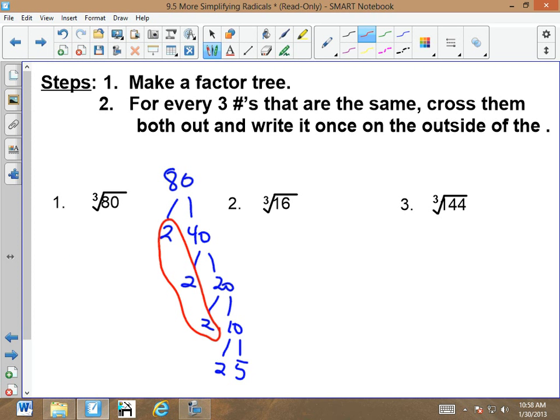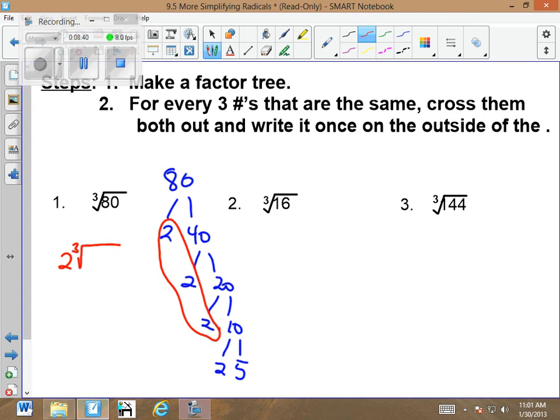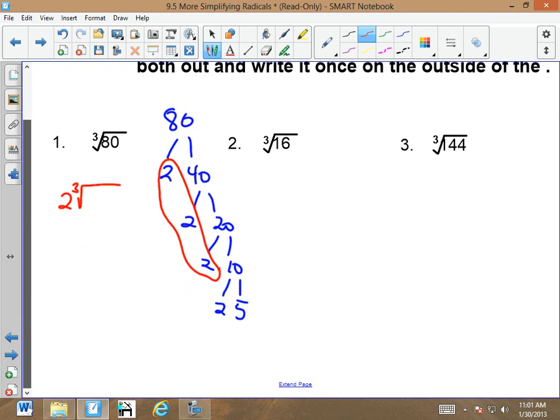So these 3 2s become 1 2, but what has to stay inside my cube root? Okay, so the 3 2s become 1 and move out. What gets left inside the factor house? Not 2 out of 5. 2 and 5, and I multiply those together and I get 10. That's your answer. 2 times the cube root of 10 is your answer. This is something that is very difficult for you kids to understand, and I apologize. I don't know why.